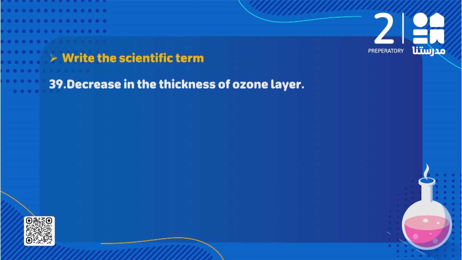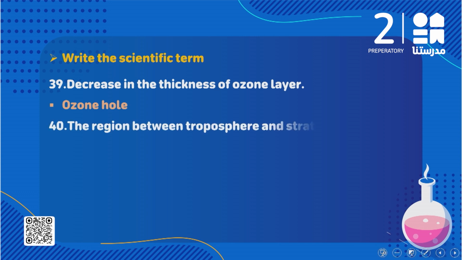طيب 39. Decrease in the thickness of ozone layer. قلنا لما بيحصل decrease of thickness of ozone layer أو losing parts of ozone layer it's called ozone hole. It's called what? Ozone hole. طيب question 40. The region between troposphere and stratosphere.